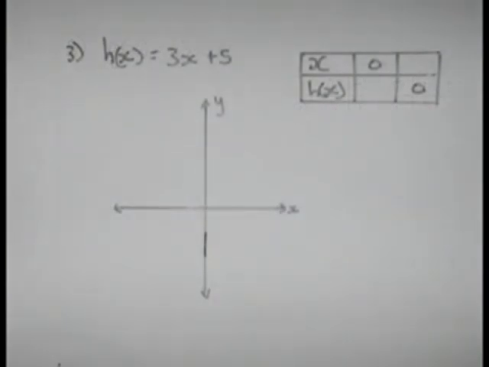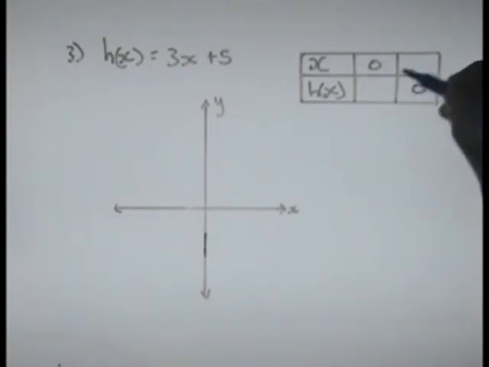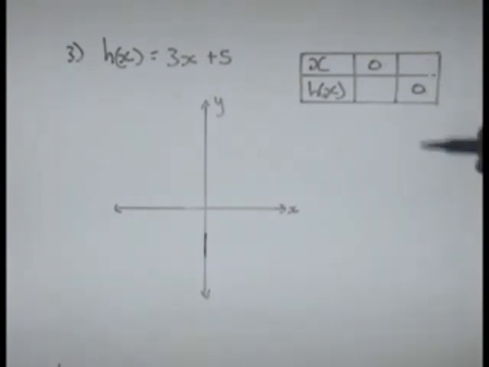Number 3 read, h of x is equal to 3x plus 5. For this one here, I only gave you a small table with an x value of 0 and an h of x value of 0, and I wanted you to find the corresponding values.